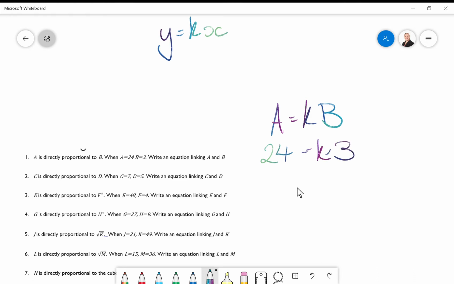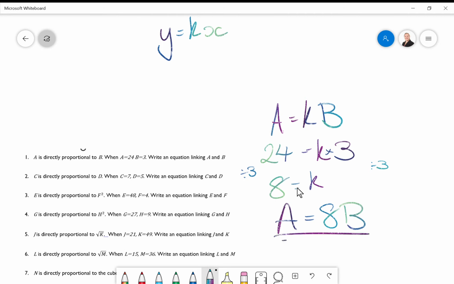Remembering there's an imaginary times sign in there. So I'm saying, what does 3 times by to make 24? Hopefully you know I could divide both sides by 3. 24 divided by 3 is what? 8. So that means that k is 8. So that means whatever A will be 8 times whatever B is. And that's the formula that links A to B.